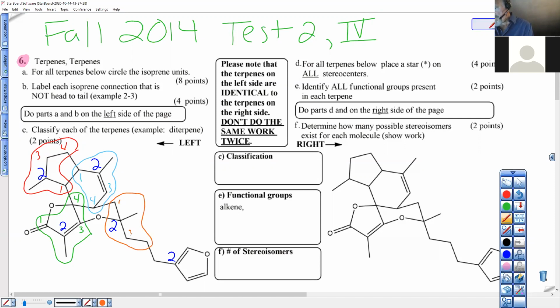1, 2, 3, 4. And then at the end, purple. 1, 2. Can't be 3. That's a bad choice. 4. 5 carbons in this circle. Are there any connections that are not head to tail? There's a head to tail there. I don't want to hear about it. There's a head to tail here. The red 1 is covalently bonded to the green 4. Head to tail. There's a tail to tail right here. Let's put these in, basic black.